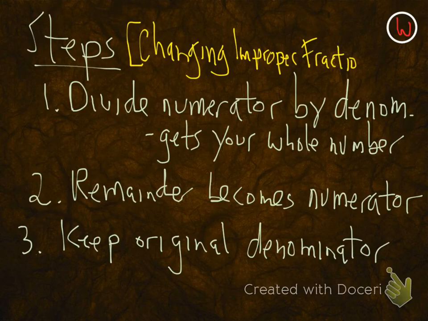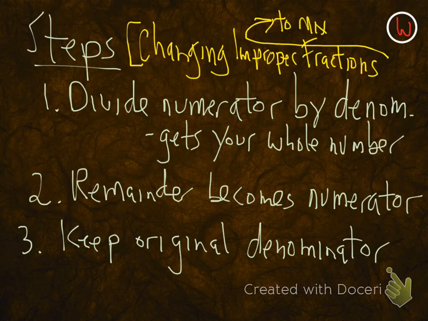Excuse me as I run out of room here. I'll just do one of these. To mixed, or sometimes whole numbers, but for our case today we'll do mixed numbers. So the first step, we divide the numerator by the denominator. That gets you your whole number part of the mixed number. The remainder becomes the numerator, and we keep our original denominator that we started with.